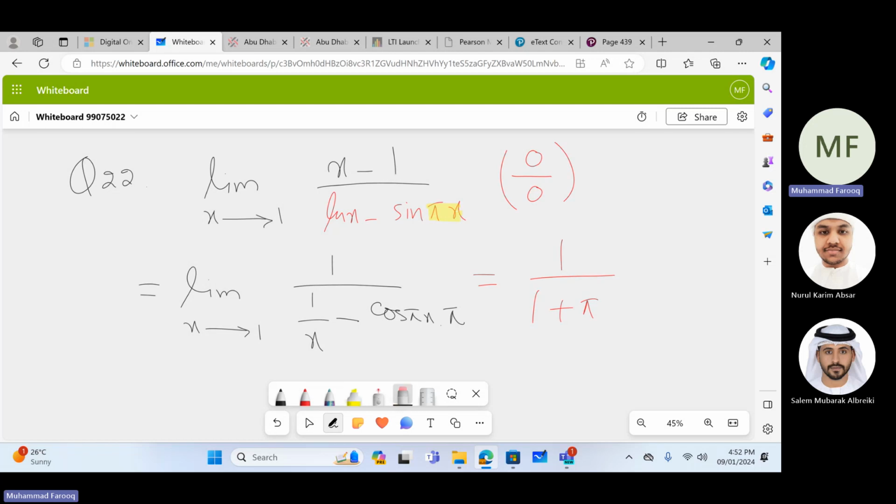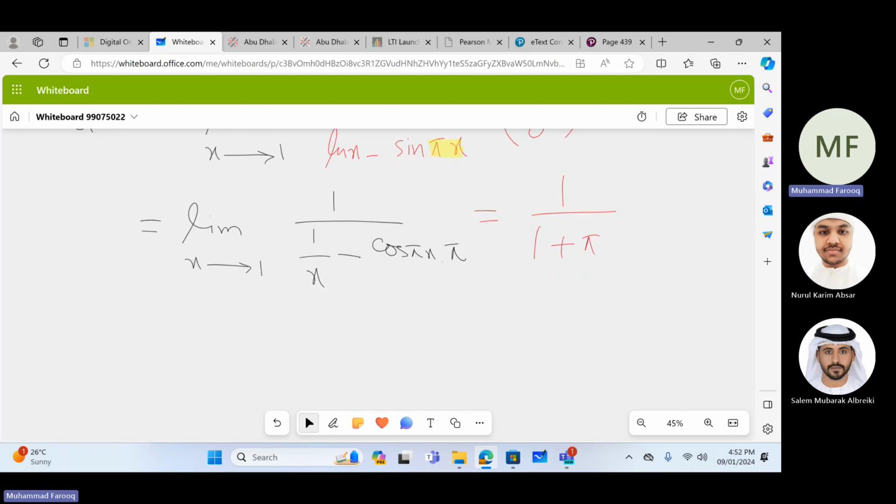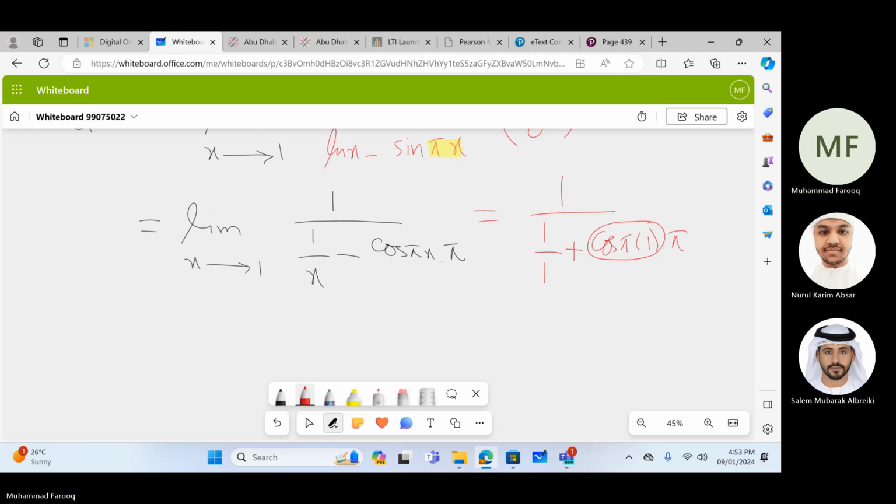I think you have some confusion, so I will write it again for you. Look here. This is 1 divided by x, which is 1, minus cosine pi times 1 times pi. This pi is multiplying, it is not the angle. So pi times 1 is pi, and cosine pi gives you negative 1. This negative will become positive, so positive pi. So 1 plus pi, because the value of cosine pi is negative 1. So this is 1 over 1 plus pi.